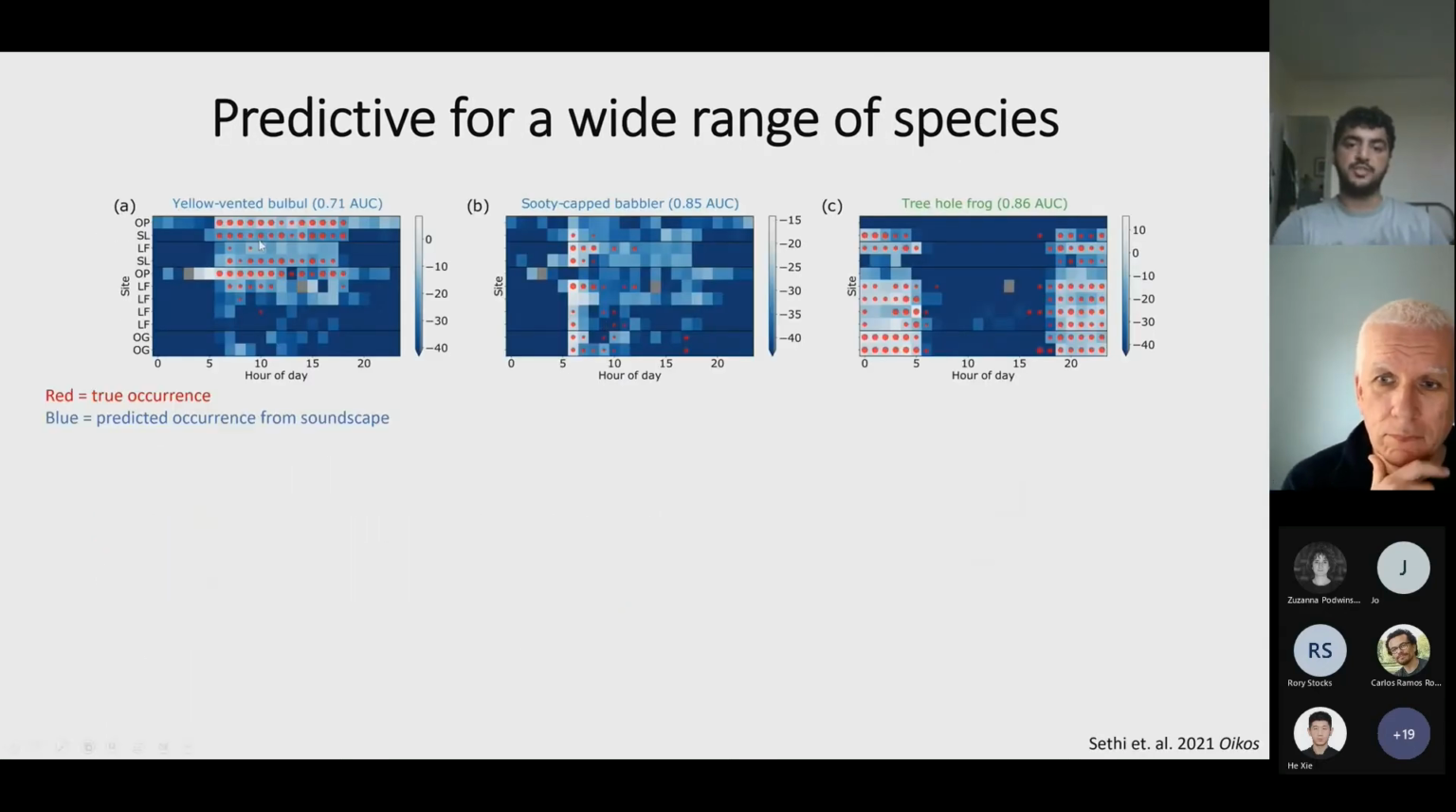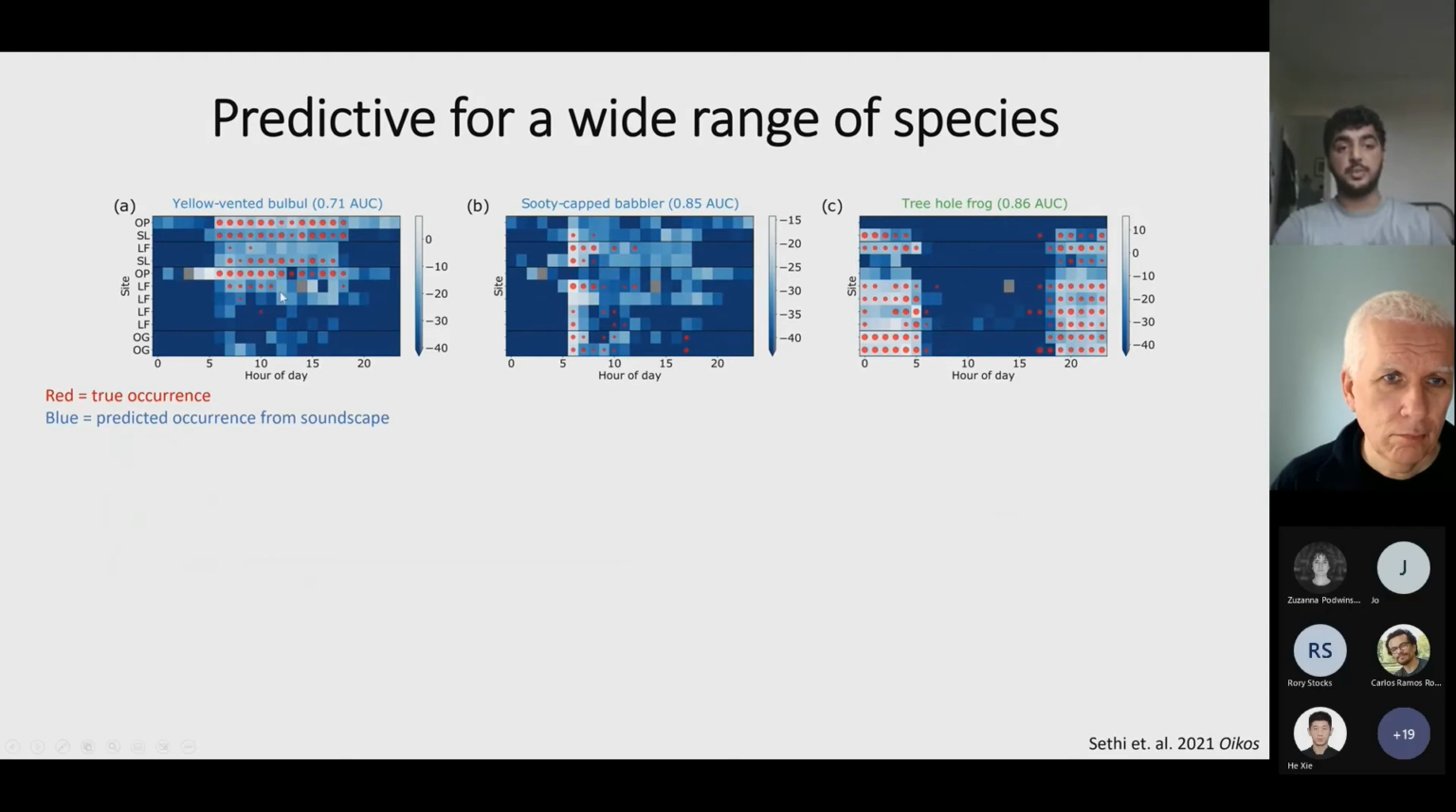So here are 3 different species, again from the SAFE project in Malaysian Borneo. In blue, we did a leave-one-out cross-validation task to get these predictions of whether a species was present in the soundscape or not. And then red is the true occurrence of whether the species was actually seen in that area at that time or not. So you see there's quite a high degree of agreement between the predictions from the soundscape and whether the species was there or not.